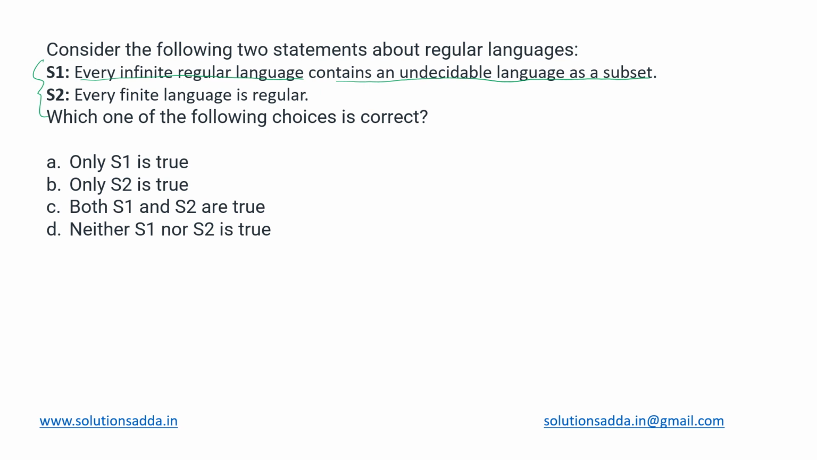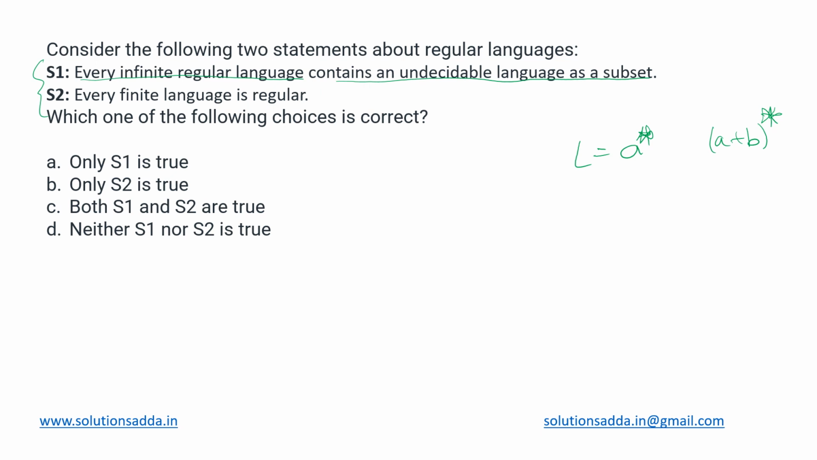Let us say L is some regular language given by A star, or you can say sigma star, can also take A plus B closure, anything. We are just concerned with taking some regular language and then we'll try to prove if it is possible to find out any undecidable language as its subset.